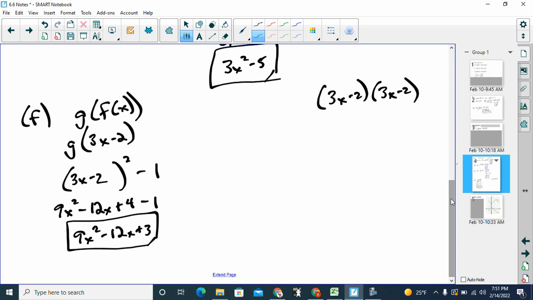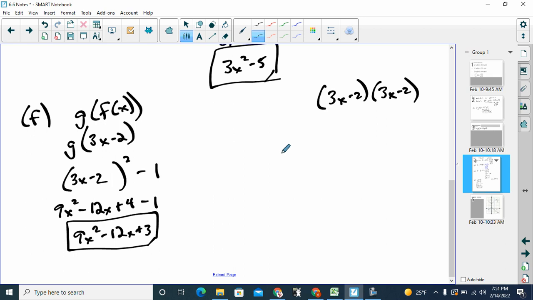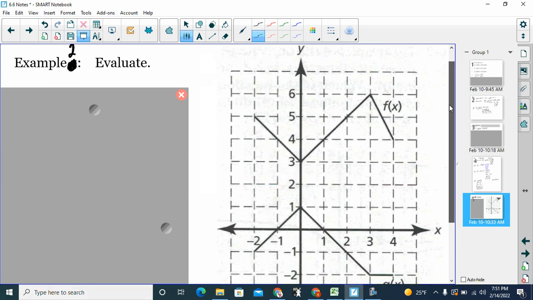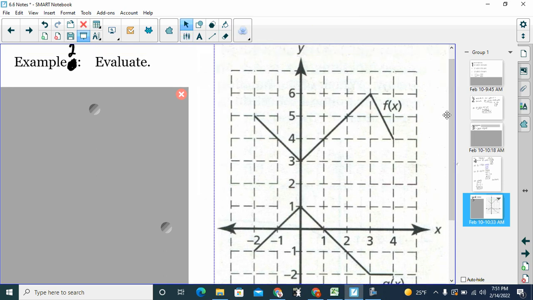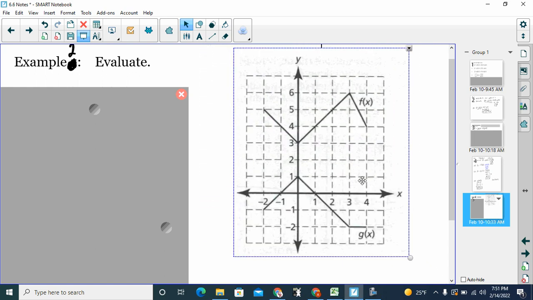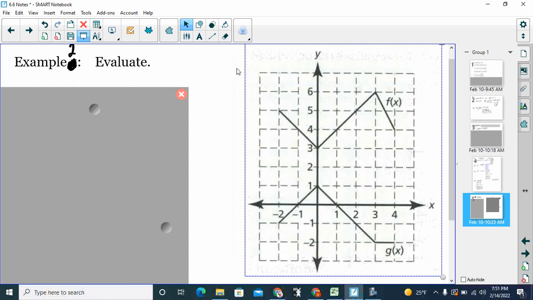Most of the time, more often than not, they give us the equations for f of x and g of x. Sometimes instead of the equations, they give us a graph of f of x and g of x. So let's take a look at how we would take care of one like this. Example 2 asks us to evaluate, and we are given, instead of an equation for f of x and g of x, this graph here. So they give us a graph of f of x and a graph of g of x.